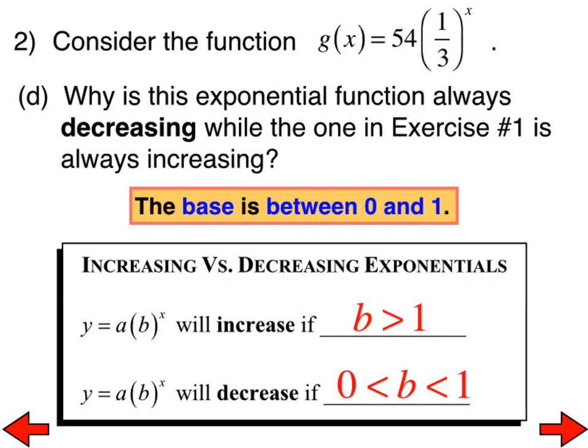And if we look back to number 1, b was 2, which is greater than 1. That's why it was increasing. But in number 2, as we can see right here, the base is 1/3, or b is 1/3, which is between 0 and 1. So increasing if b is greater than 1, decreasing if b is in between 0 and 1. All right, let's continue on here.